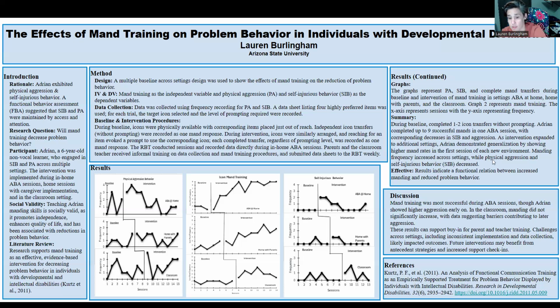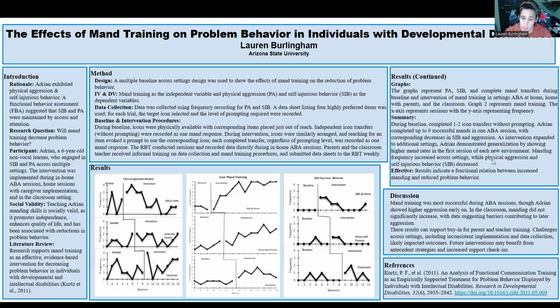We do see that there was a decrease in her self-injurious behavior overall in the classroom as well. So overall, in each setting, we did see that there was a functional relation between the mand training and the physical aggression and self-injurious behavior. And there was improvement. We saw more improvement in more of a contrived setting during ABA, but overall, in reality, if ABA were to fade out, we do see this being a successful intervention that parents and teachers can continue to implement. Maybe a slow process, but it can be a successful process.